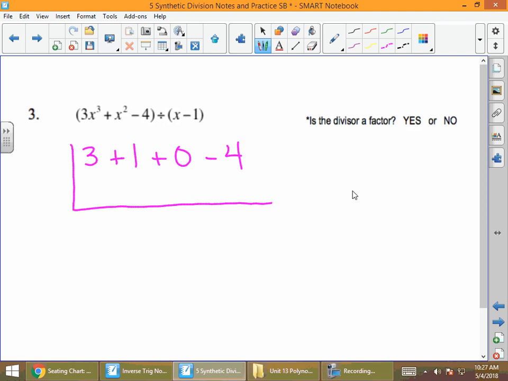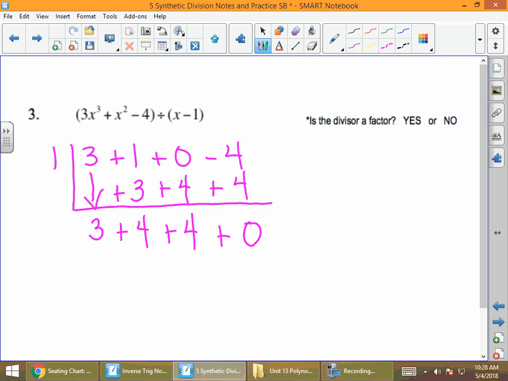We're dividing by x minus 1, so we're going to change that sign, and then we don't have to worry about the signs anymore. So minus 1 became plus. And we're going to carry down the 3. 1 times 3 is 3. 1 plus 3 is 4. 1 times 4 is 4. 0 plus 4 is 4. 1 times 4 is 4. Negative 4 plus 4 is 0.